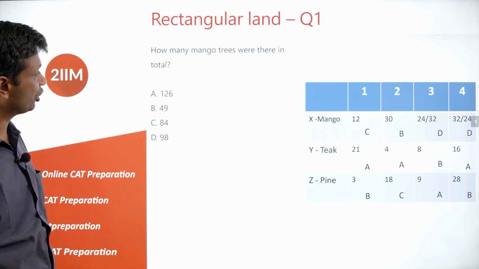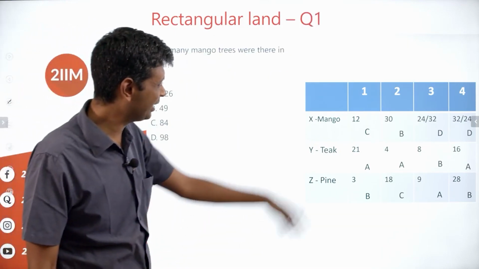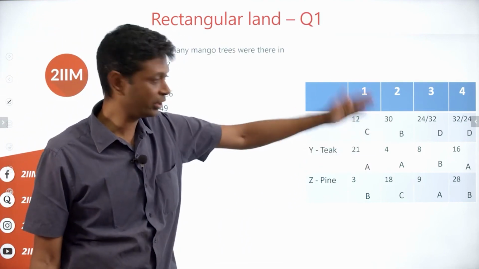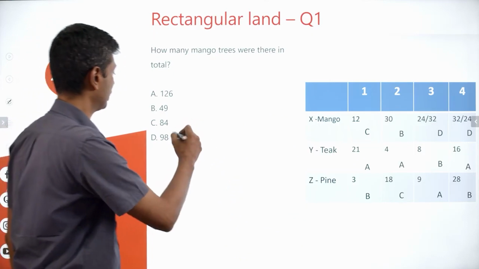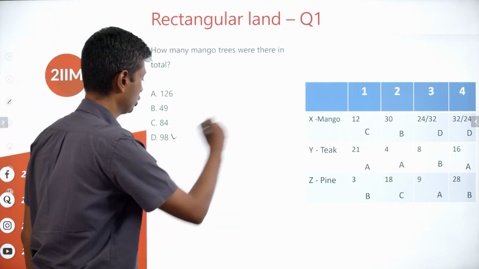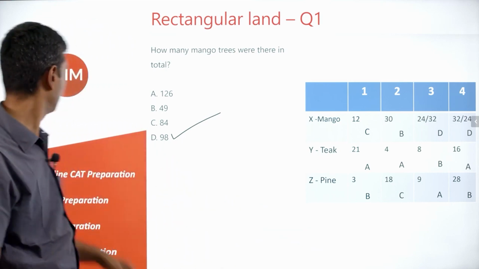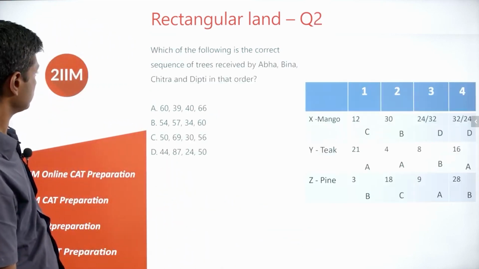How many mango trees were there in total? Mango, we did it. 56 plus 12, 68 plus 30, 98. 49, 98, so twice of that. Oops. 98, good to go. We have already done that. This is 49, this is 98, that's the remaining. Okay. Let's go to the next one.